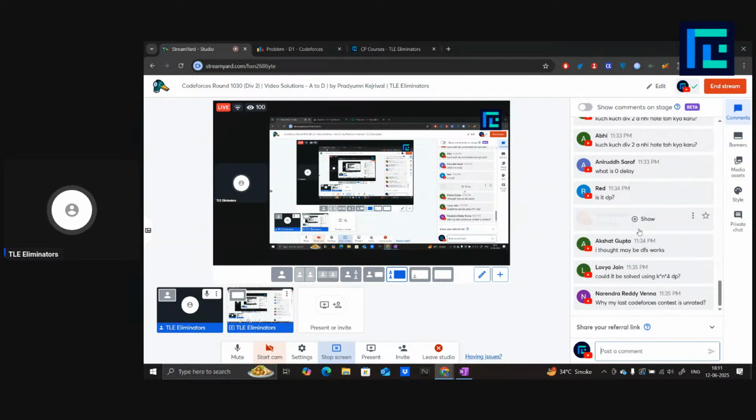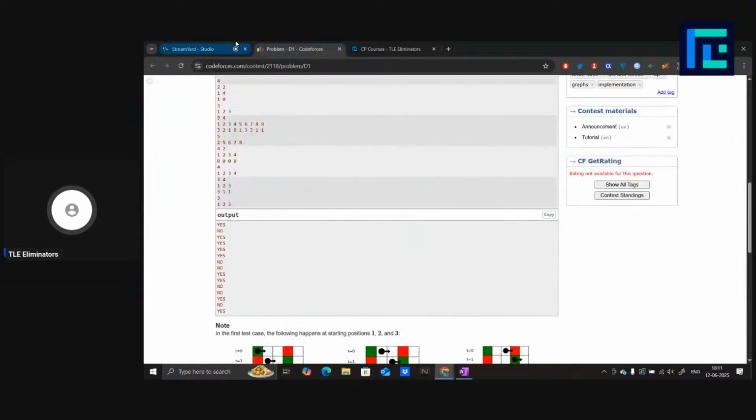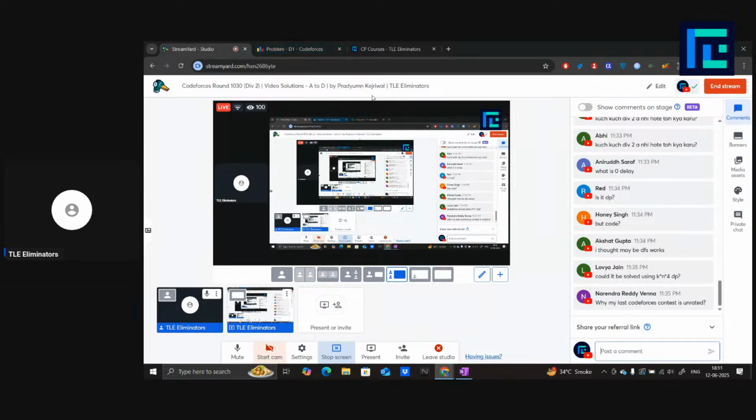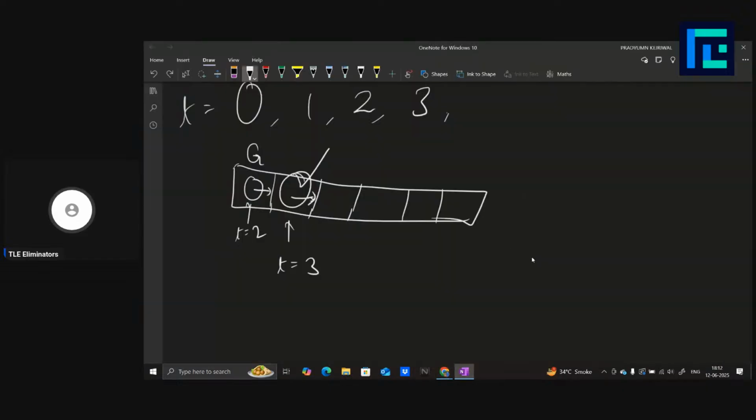N into k into 4 dp. Yes, not really dp, it is kind of like BFS. Honey Singh, which code? I showed you the code of C. Lovia Jain, it can be solved using, yeah, not really DP, but BFS or something. So I'll discuss it.